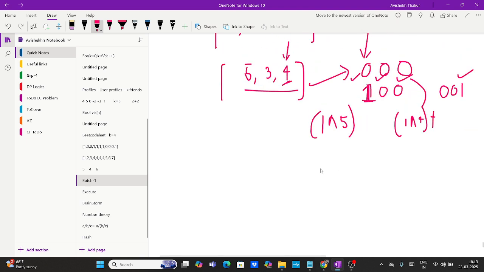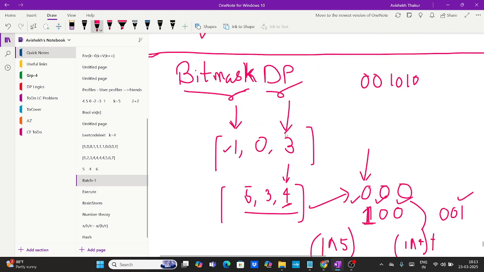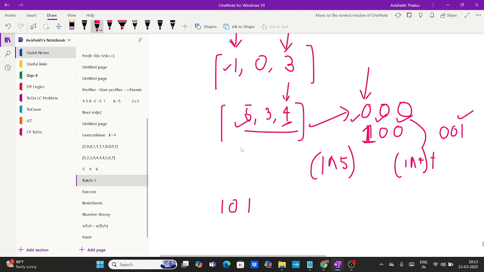Now, let me ask you this straight question. The mask is 101, and let's say I am at this and I am trying to pair with 3. Can I take 5? No, it's already taken by someone. Can I take 3? It's 0, right? Yes, you can take it. And can I take 4? No, we cannot.